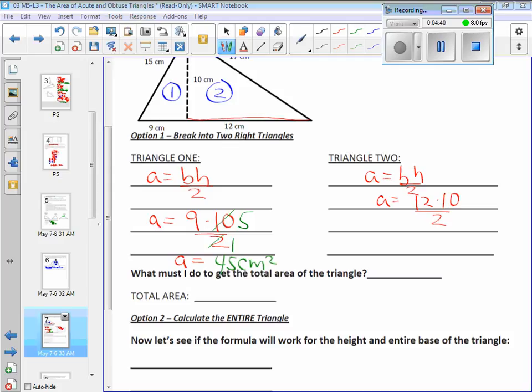If I want to knock out, what would I knock out? 2 and... Pick one, doesn't matter. Just don't pick both. And then 6 times 10. And we got 60 for the second triangle. Okay, but we're still not done. That's each individual right triangle. What would I have to do to get the entire triangle? Right. What do you get when you add them? 105 centimeters squared.